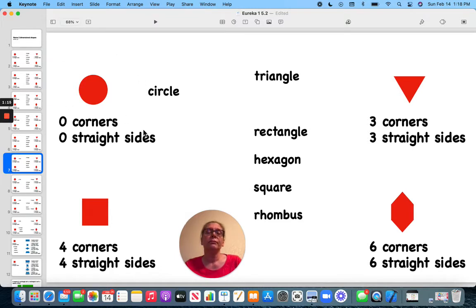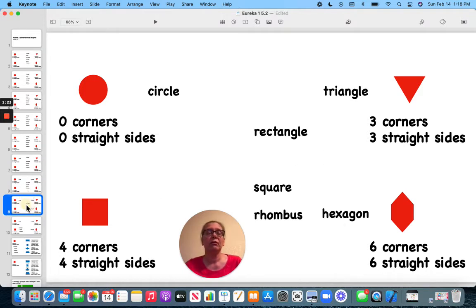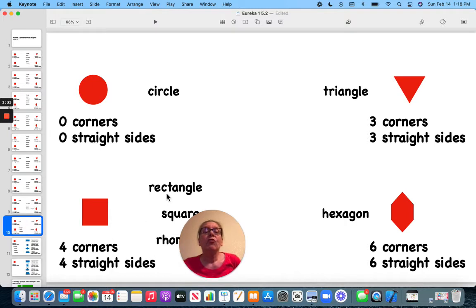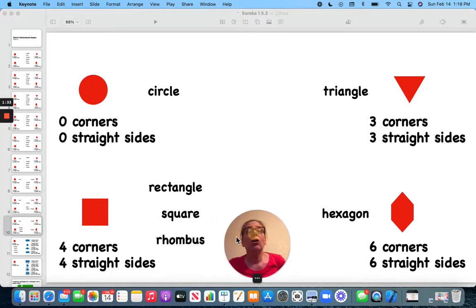So a circle has 0 corners and 0 straight sides. A triangle has 3 corners and 3 straight sides. A hexagon has 6 corners and 6 straight sides. A rectangle, square, and rhombus all have 4 corners and 4 straight sides. They don't have to be square corners in order to all fit. We're going to have to look and see what's the difference between a rectangle, a square, and a rhombus.